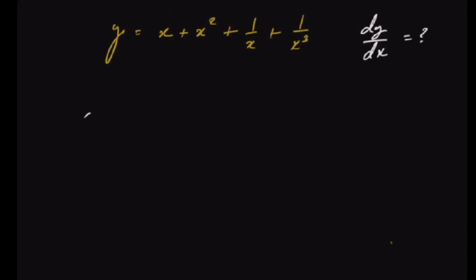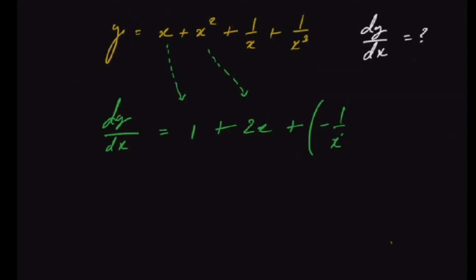So what is dy by dx? Dy by dx is, first I have to take the derivative of x. What is the derivative of x? It's 1. Plus what is the derivative of x squared? It's 2x. And what is the derivative of 1 by x? I just told you it's minus 1 by x squared. And what is the derivative of 1 by x cube? It's minus 3 by x power 4.